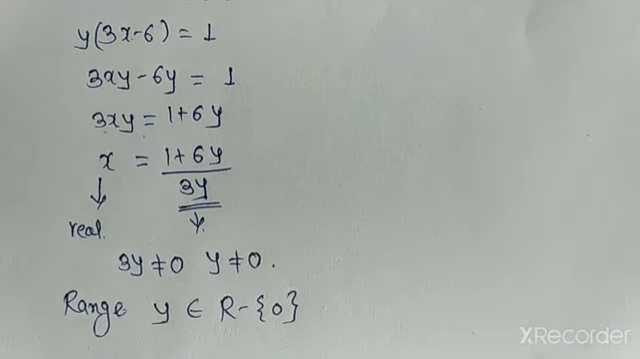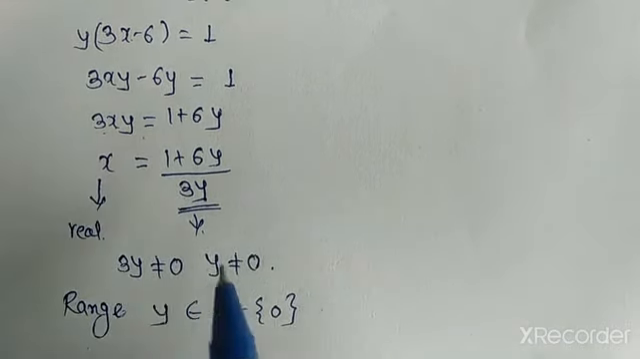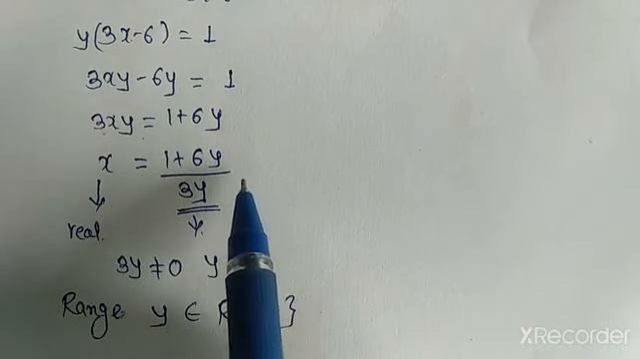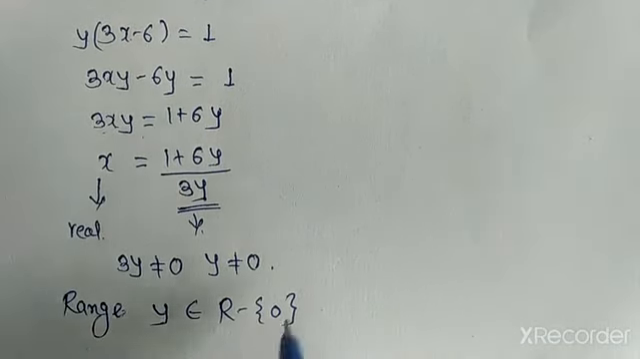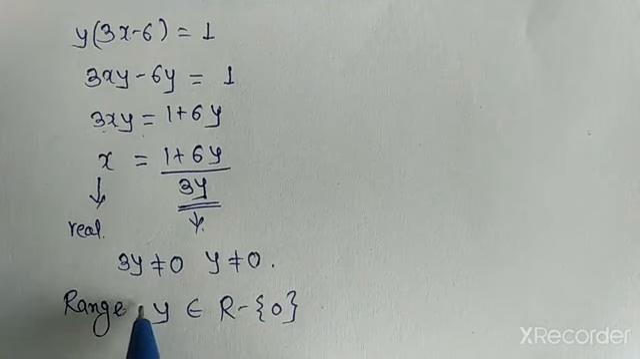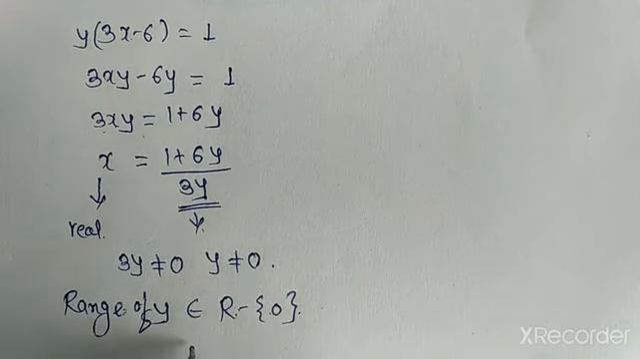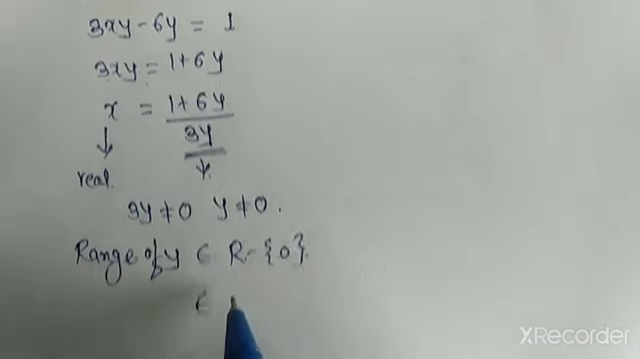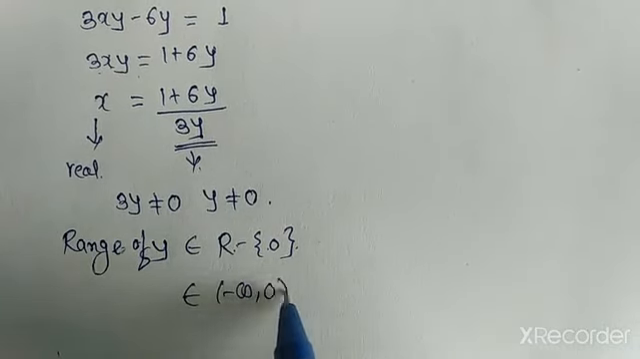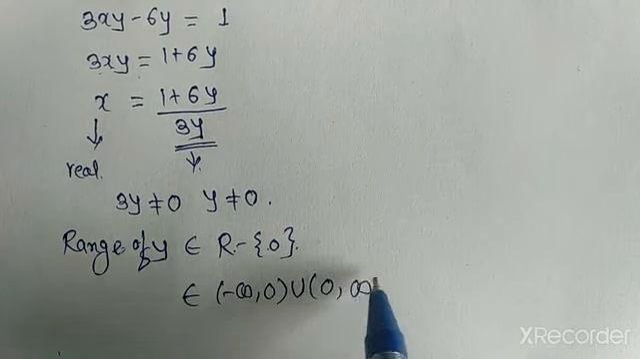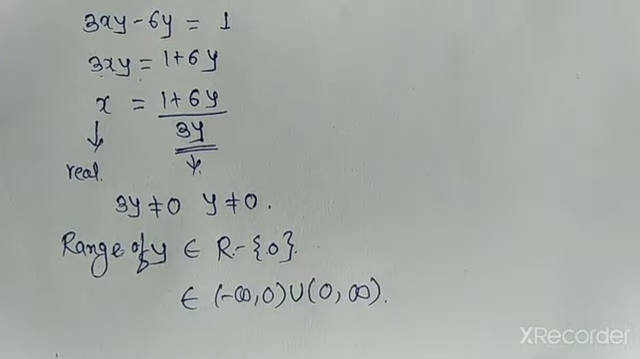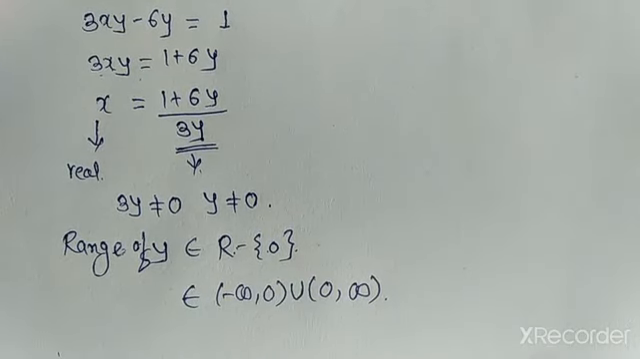If y is equal to 0, then it will be infinity and it will not be defined. So the range of y is R minus the singleton 0, or it can also be written as minus infinity to 0 union 0 to infinity, which is the range of the given function.